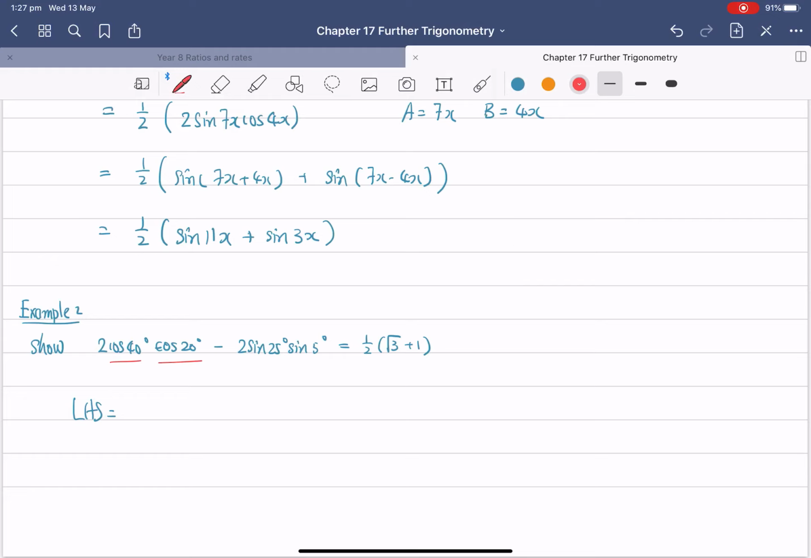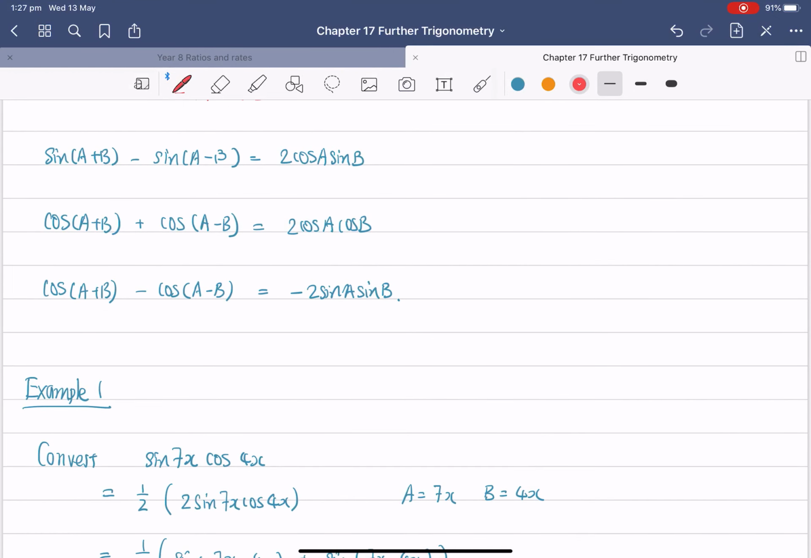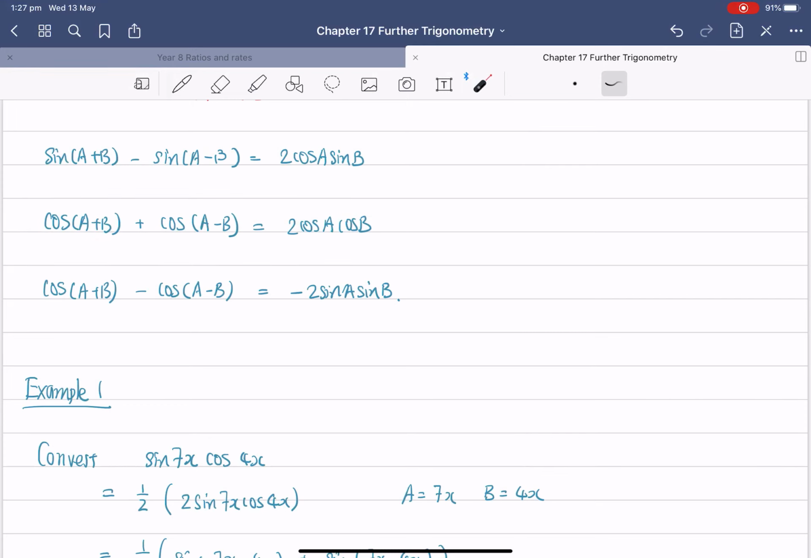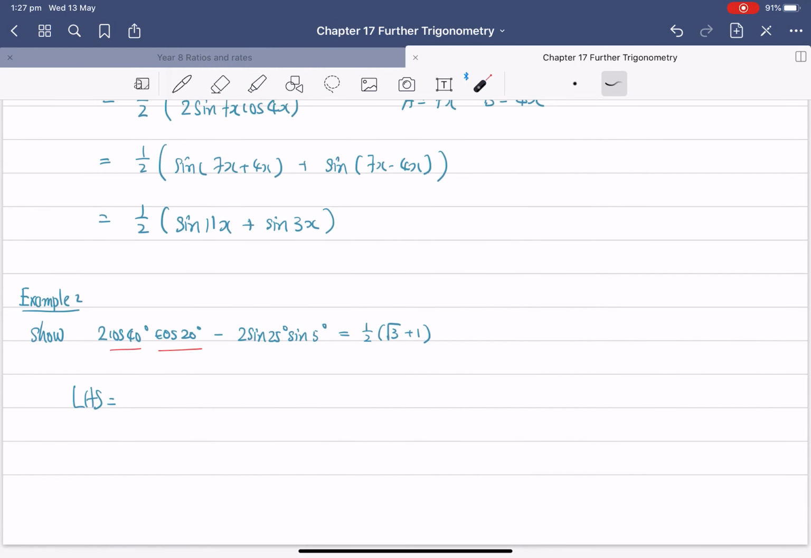That's cos and that's cos. Cos, if you go back to the formula here, we are going to use the third one. You've got 2 cosine A and cosine B. We're going to use that one, all right? And luckily, we've got the 2 right in the front.